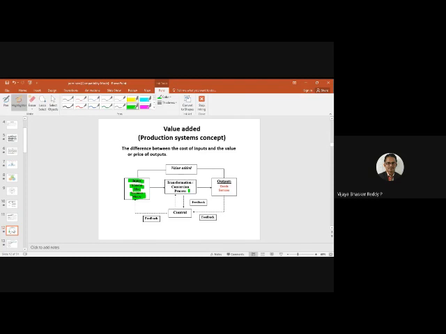Money is used to purchase the material, to pay the salaries to the men or labor, and to purchase assets like machines. And that will generate the outputs. So what are the outputs that we have? Goods and services.